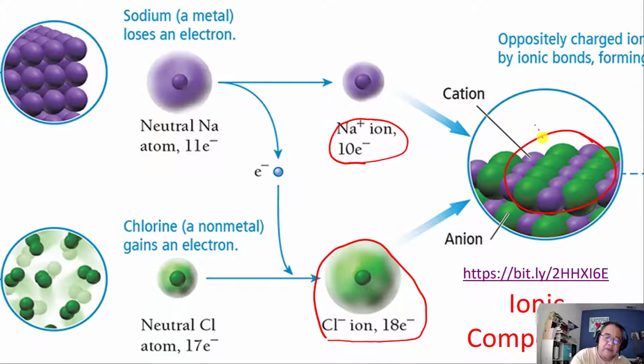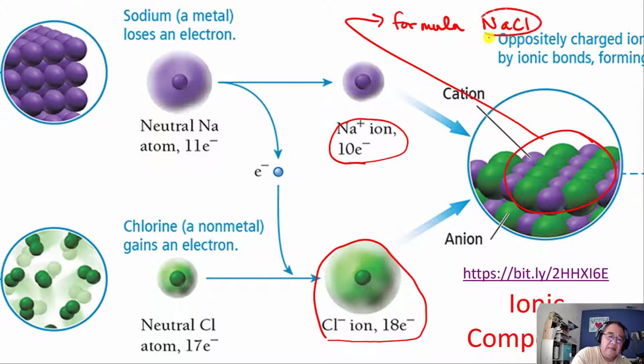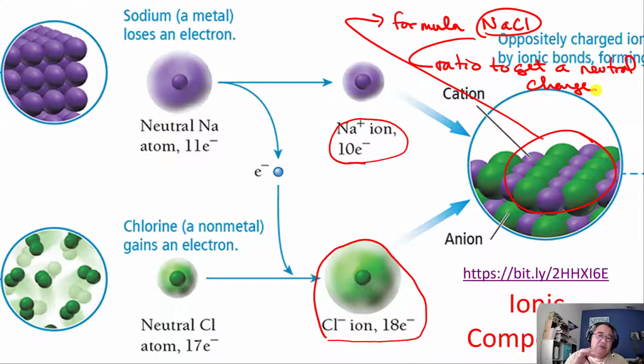So I'll just put a little note here. The formula NaCl simply represents the ratio to get a neutral charge. And the actual structure of sodium chloride is just this big network or crystal structure that you see, which is reflected in the shape of the crystals.